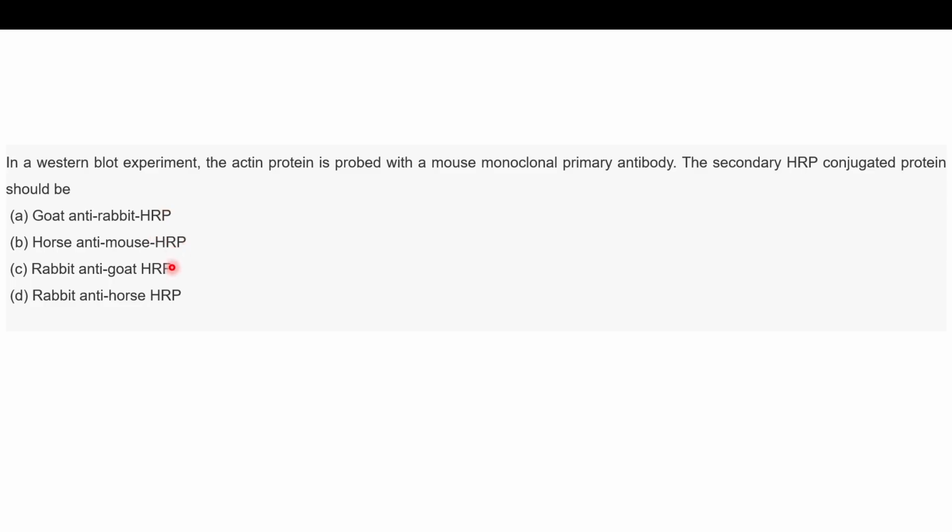And this particular HRP can be any other fluorophore or molecule, conjugated based on what type of detection technique you are using. But in questions like these, you should be careful about the organism where the primary antibody and secondary antibody have been cultured. So the answer is horse anti-mouse HRP, because the primary antibody was generated in mouse.